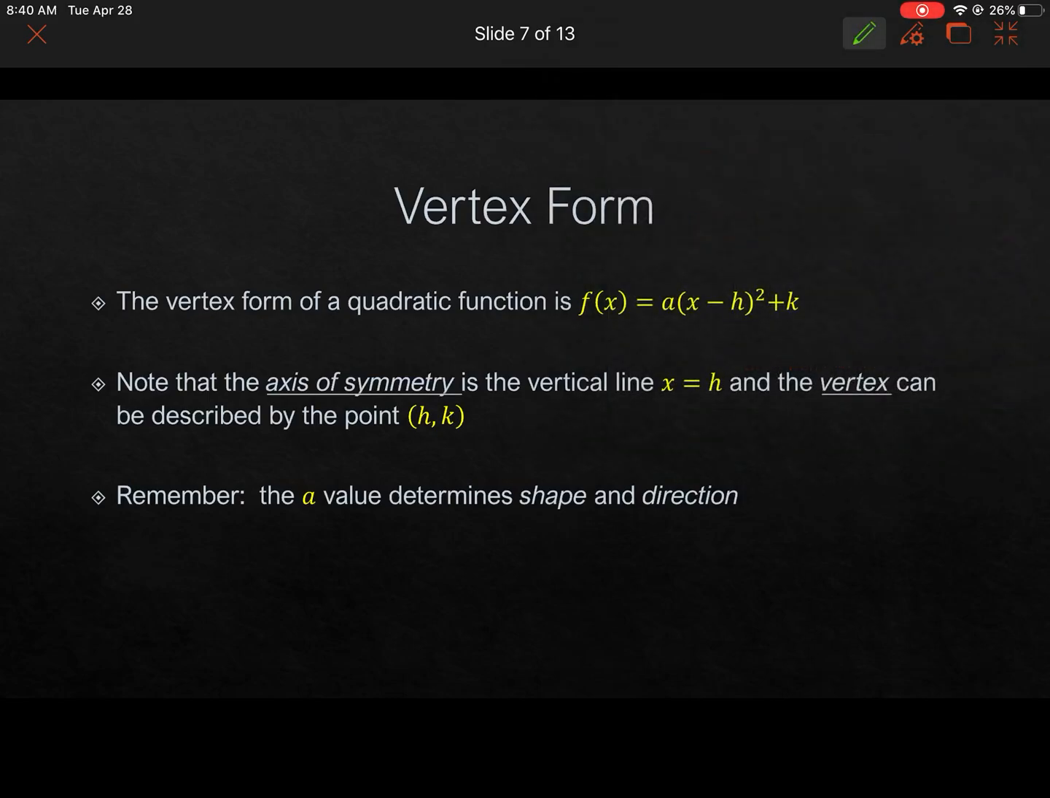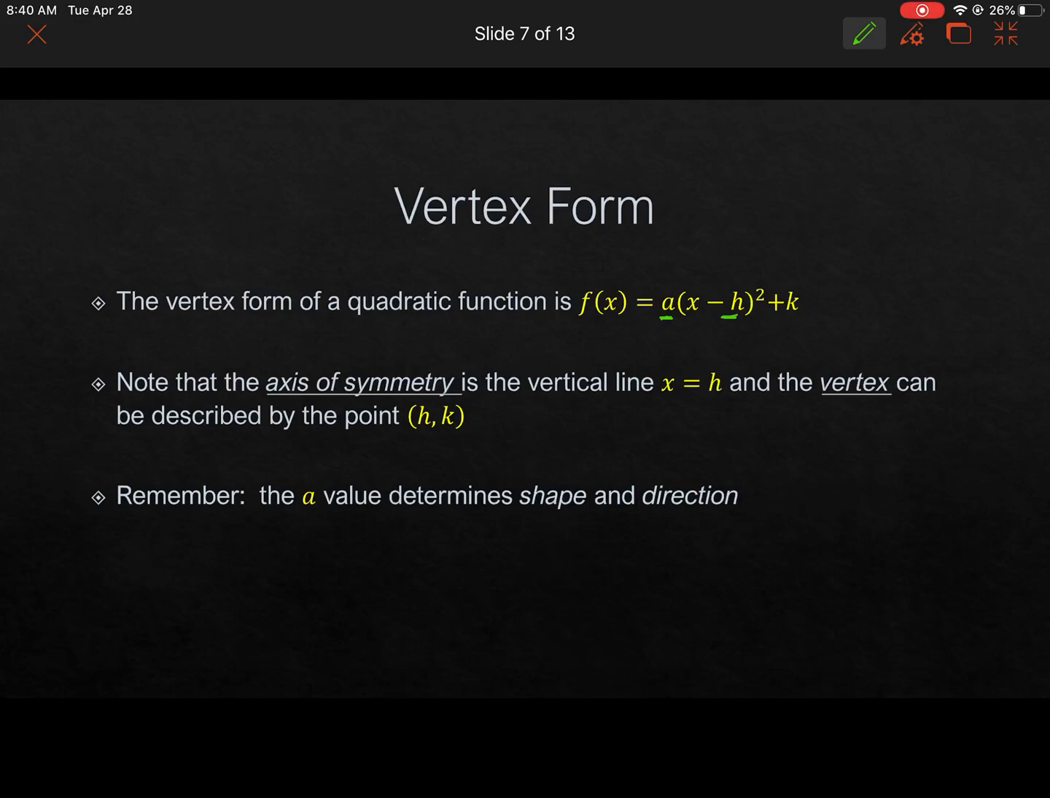We have our a value, which you should remember determines the shape and the direction. The smaller the value, the more compression. The larger the value, the more stretch. If it's a negative value, it also causes reflection. That was something we talked about last week. Our h value is always where our axis of symmetry is located.